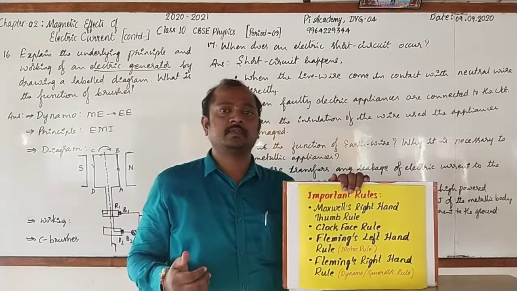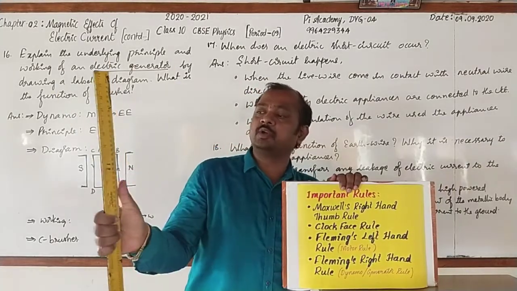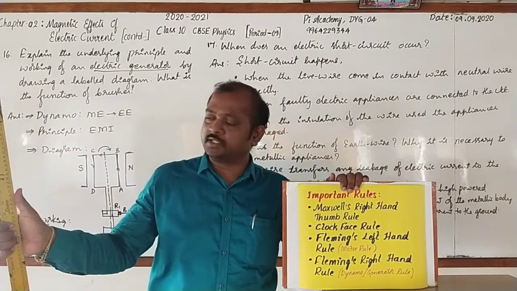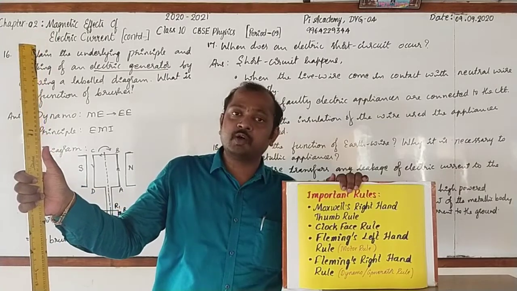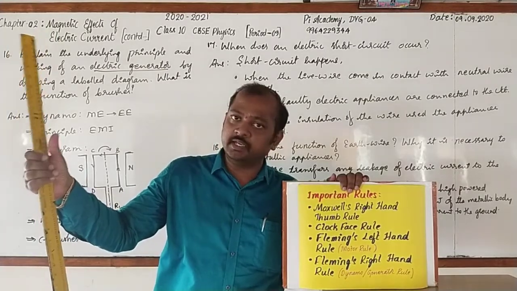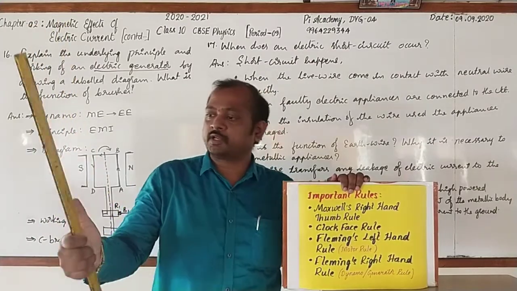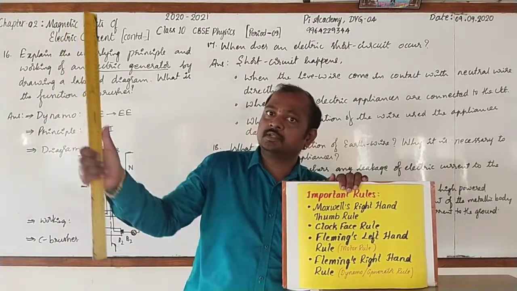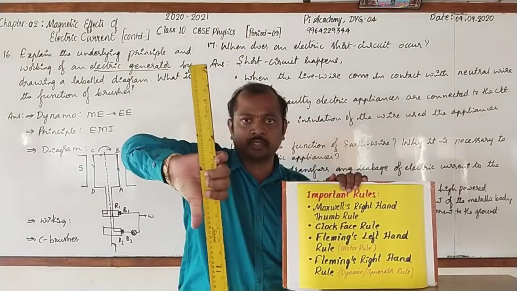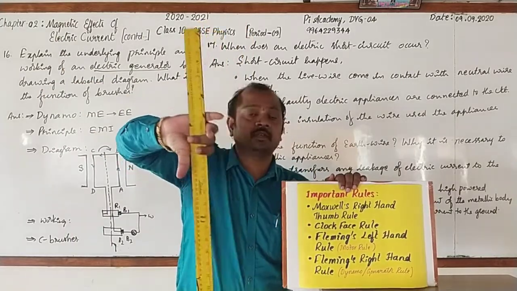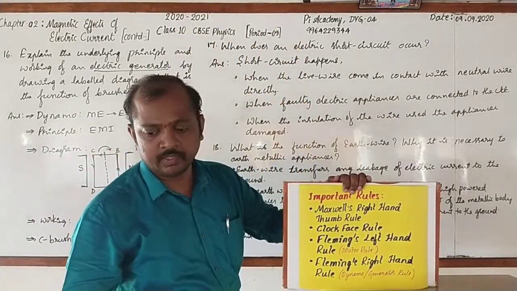What is the statement of this? According to Maxwell's right hand rule, you have to imagine a man holding a straight conductor carrying current in his right hand. Then, if the thumb points in the direction of the flow of current, the encircled fingers indicate the direction of the magnetic field lines. If the current flows in the upward direction, the direction of field lines is anti-clockwise. If the current flows in the downward direction, the direction of field lines will be clockwise. Followed? Yes.